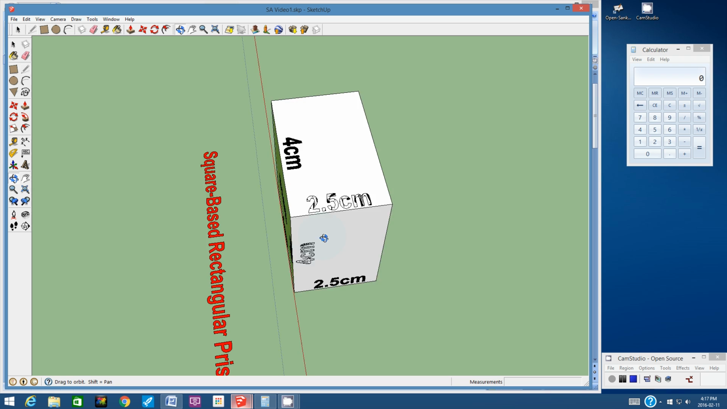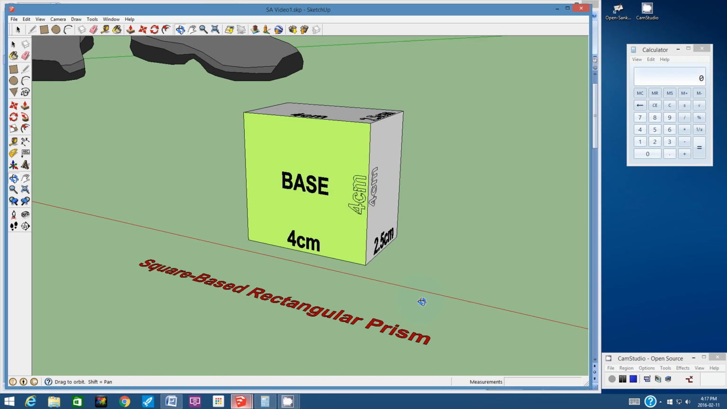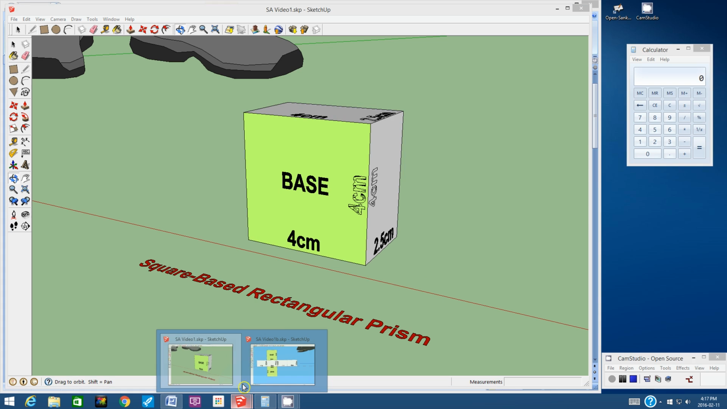So it's very important that we recognize this because it's really going to help us when we go to calculate surface area. So if we were to open up this shape and flatten it to create a net, what would it look like? This is what it would look like here.